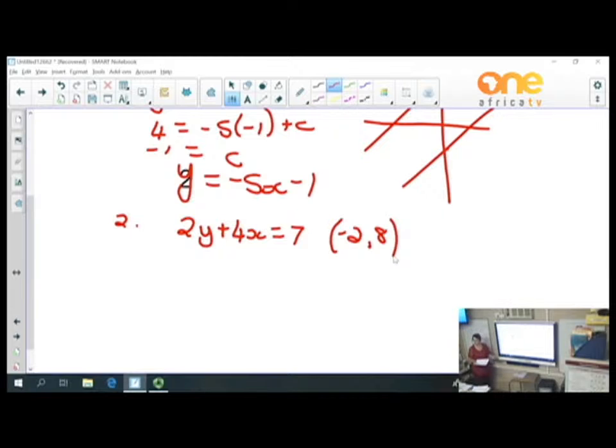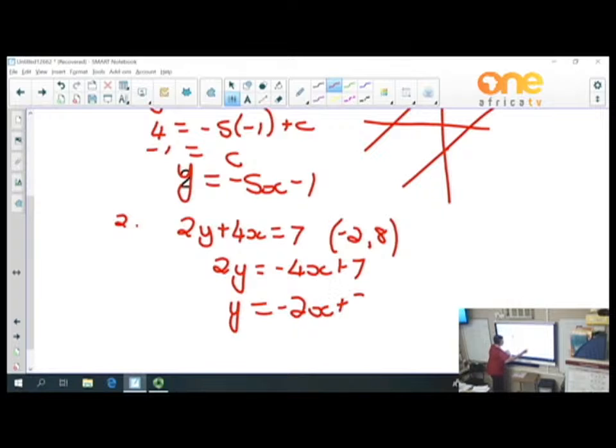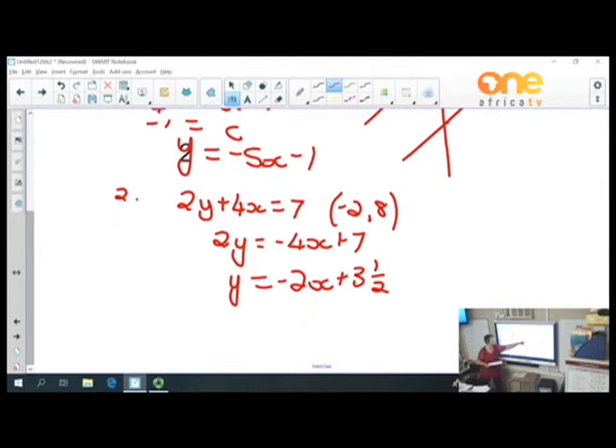Standard form. What is standard form? Armand? y is equal to mx plus c. That's what we want all the time. So I first need to do that, and we do that with algebra. So 2y is equal to negative 4x plus 7. y is then equal to negative 2x plus 3.5. But that's not my answer. That's not my answer because it's passing through the point negative 2, 8. So now all that I know at this stage is this is my gradient and they are parallel. So y is equal to negative 2x plus c.